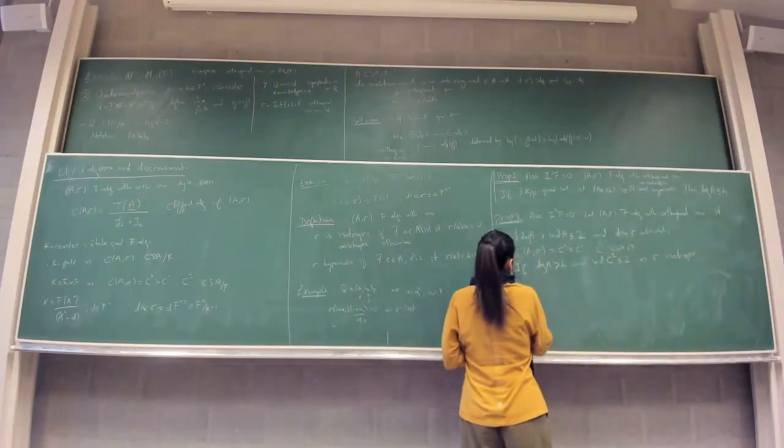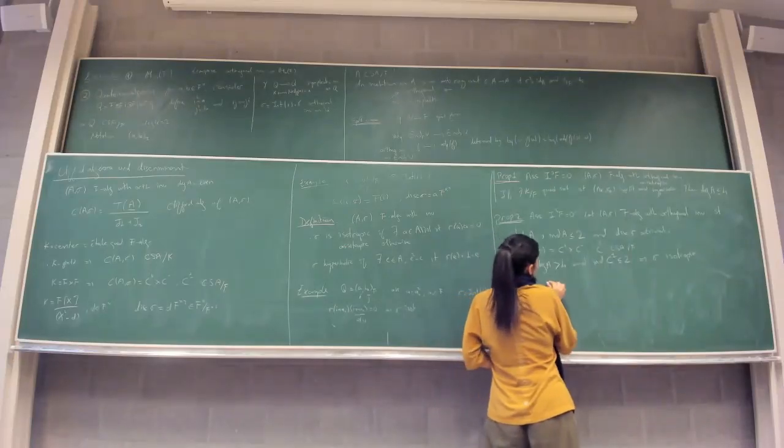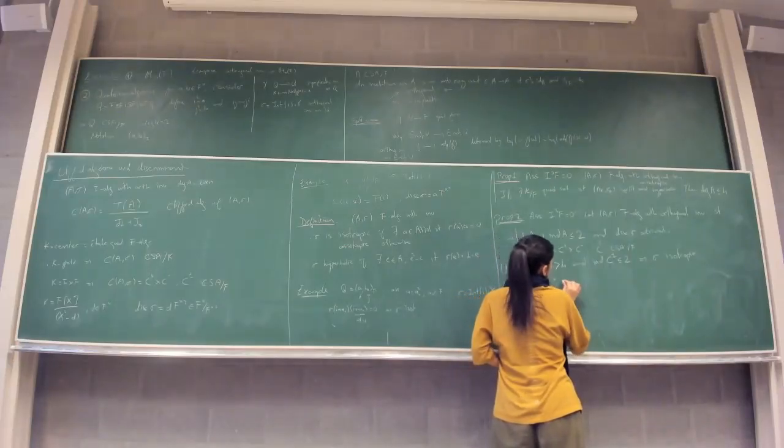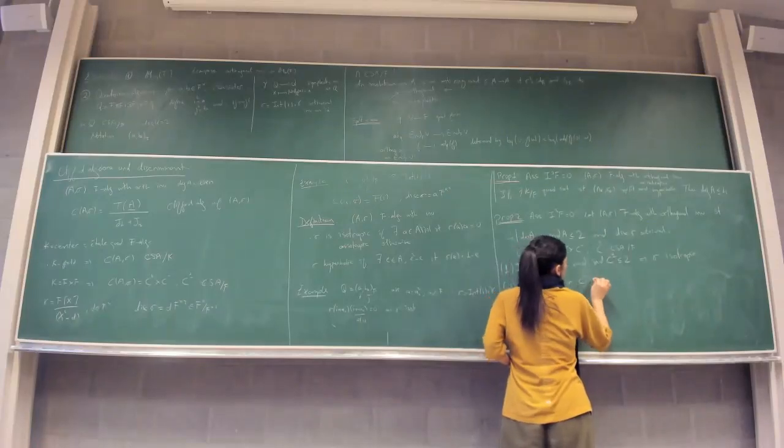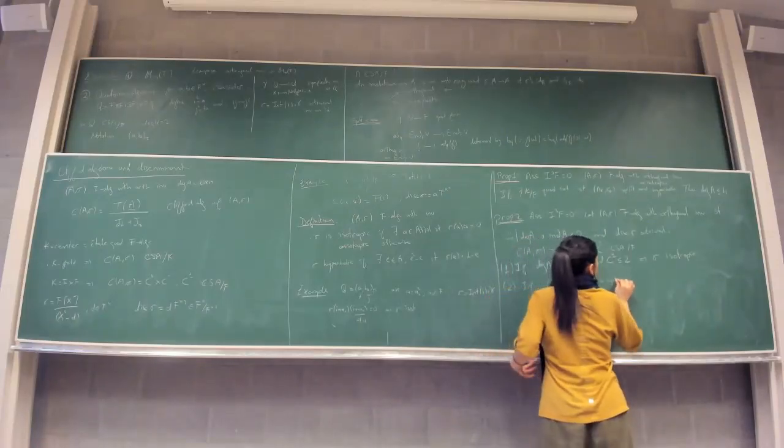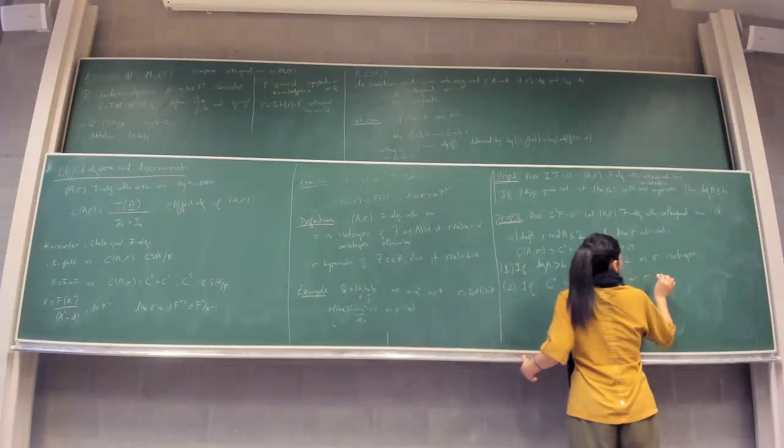And if one of the simple components, C plus or C minus, is 3, then sigma is hyperbolic.